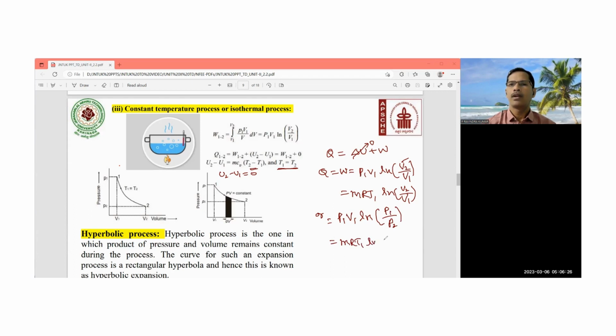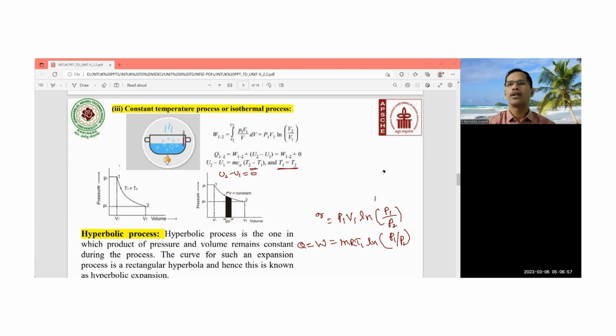That is mRT1 ln P1 by P2, right? So that is both the heat transfer and work transfer. That is Q is equal to W is equal to this one. This is the relation you are going to get in the isothermal process. Hope these things are clear in developing the expression for the heat transfer and work transfer for a closed system at isothermal process.